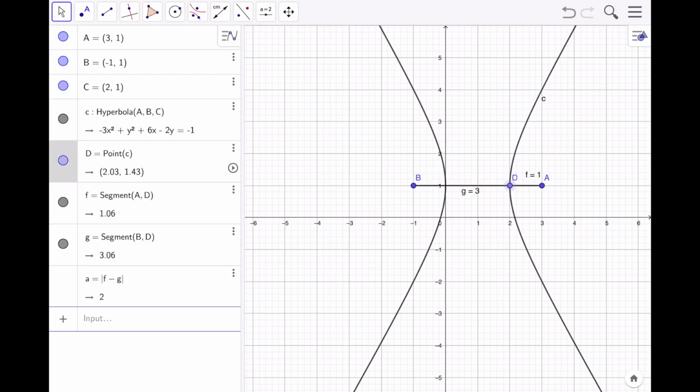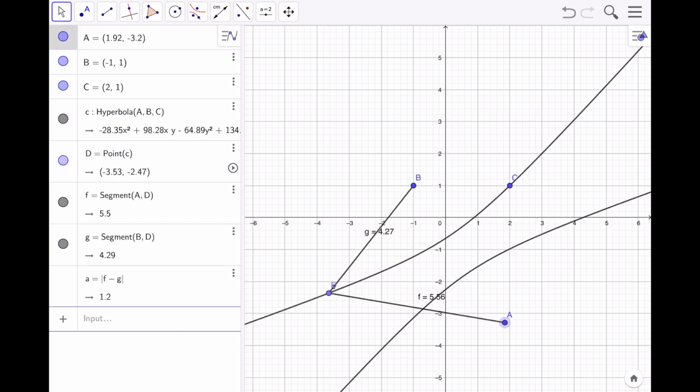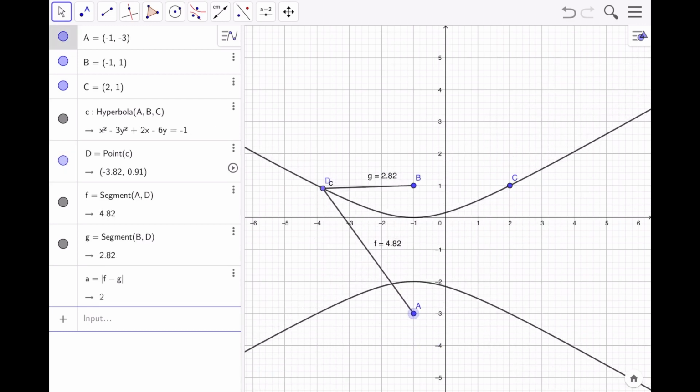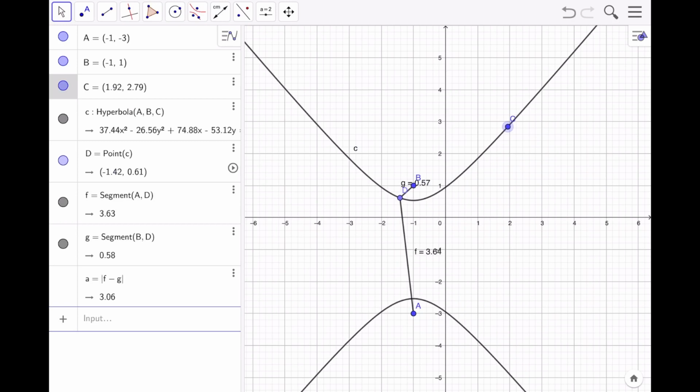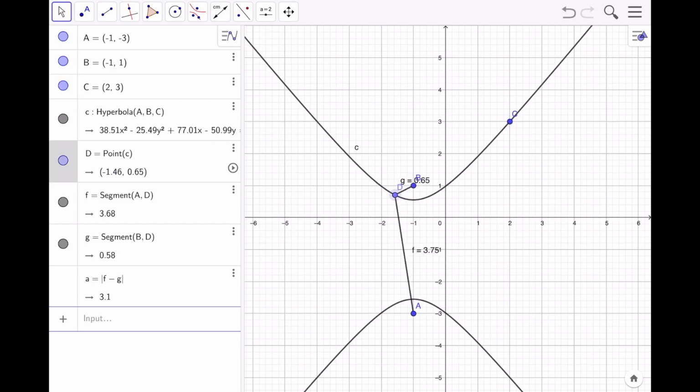So now let's move this around. It's a 2 over here, and on the left side it's a 2. So notice it's a constant. It's the same difference regardless of what point we use. If I move this focus around, let's put the focus here, and keep C in the same spot. This time when I move D around, it also has a difference of 2. Let's put C way up here. Now it has a difference of 3.1. So regardless of which X and Y point I put, the distance from one focus to the point and the other focus to the point, its difference is 3.1.